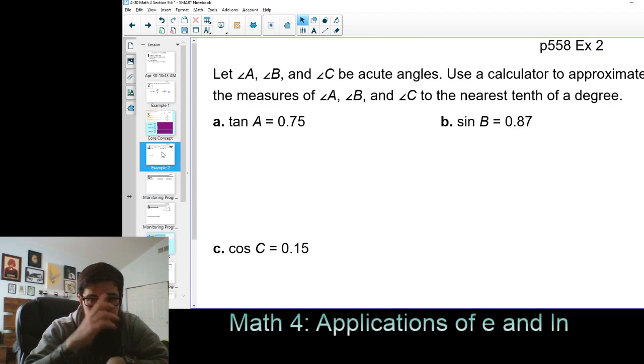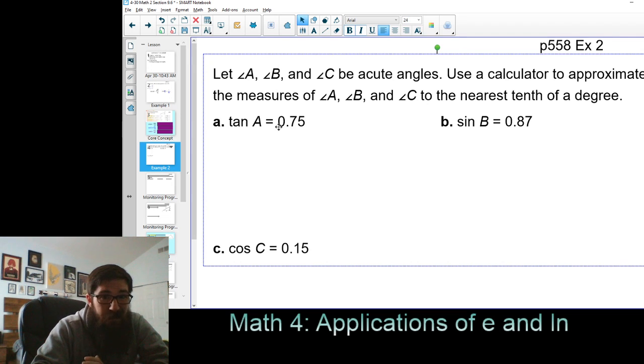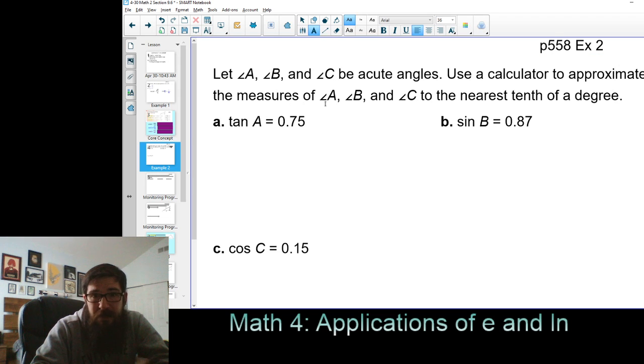Okay. So page 558, example 2 here. We're giving you just a bunch of acute angles. We say acute because it's a right triangle. One of them has to be 90, which means the other two have to add to 90, so they both have to be less than 90. So they're acute. All we're asking for here is basically to use that same stuff to figure out the value of the angle. It says find the measures of angle A, B, and C to the nearest tenth of a degree.